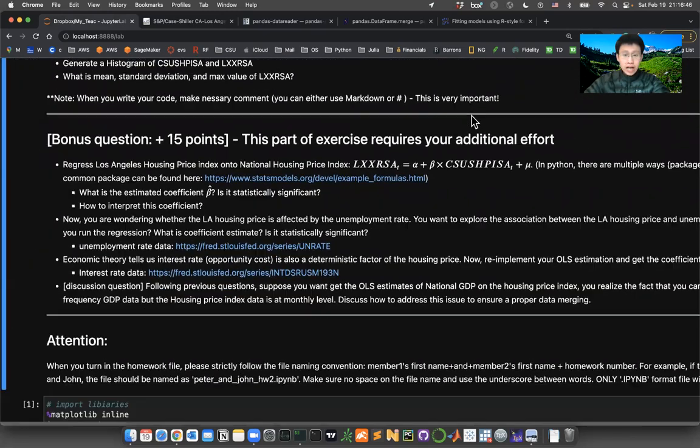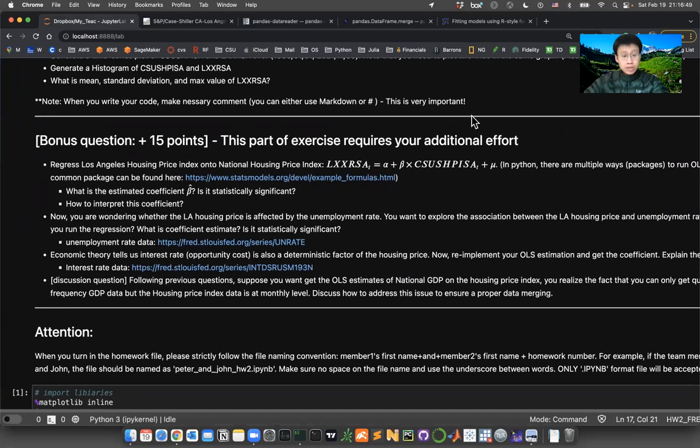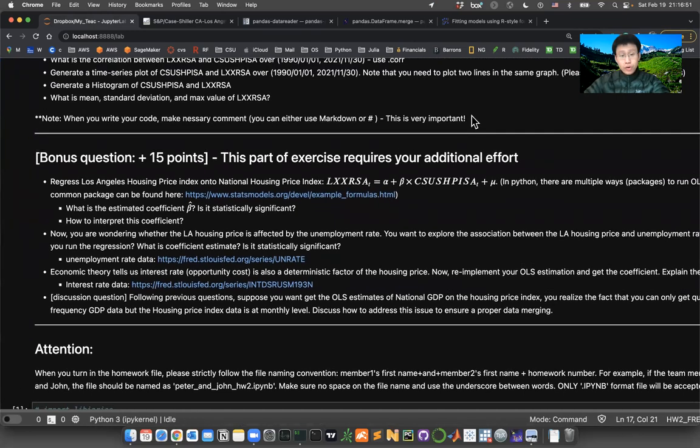In the second homework, I have a bonus question part. If you correctly sort out this part, you will get 15 points, which is quite substantial. Obviously, it requires additional effort. What I want you to do is extend your knowledge in regression analysis, of course in the Python environment, similar to the exercise you did on the first homework assignment.